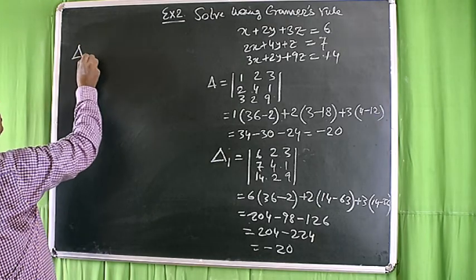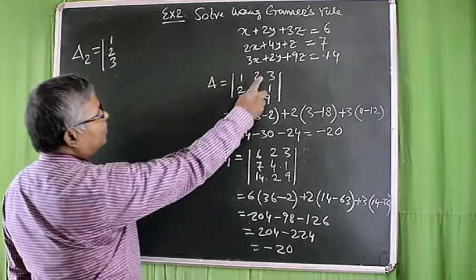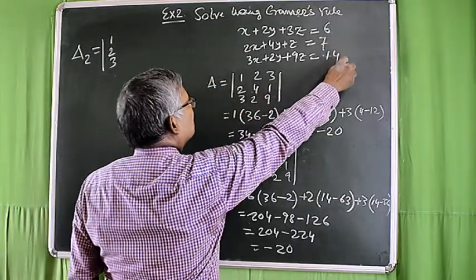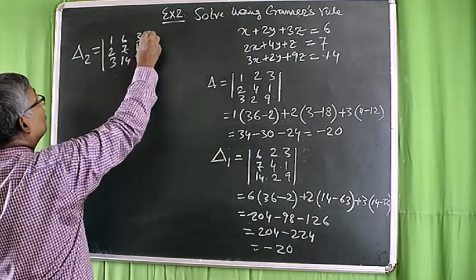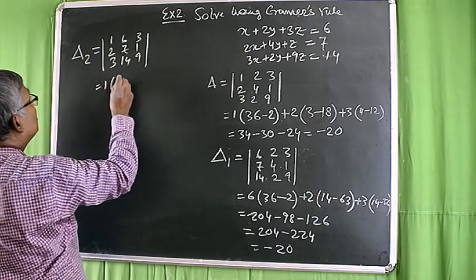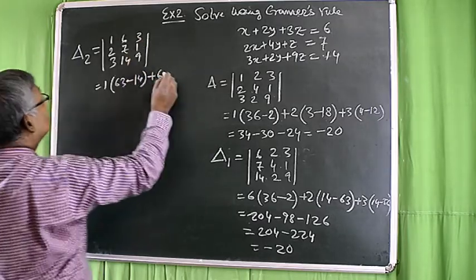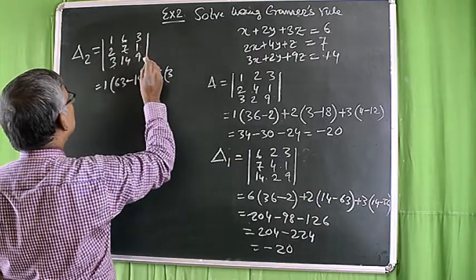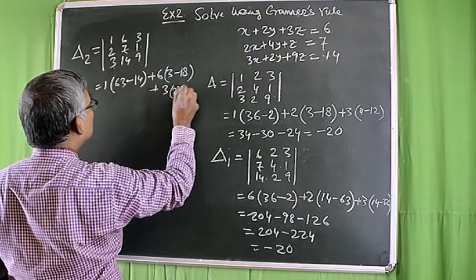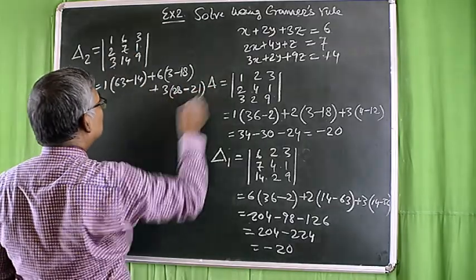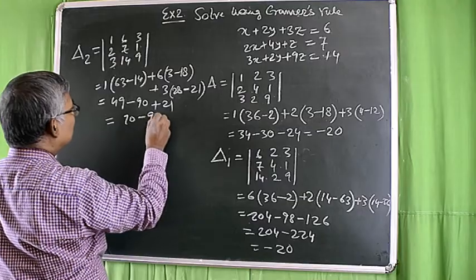Similarly, del 2 equal to 1, 2, 3. Now we are replacing column 2 by the numbers 6, 7, 14. 6, 7, 14, 3, 1, 9 equals 1 into 63 minus 14, plus 6 into 3 minus 18, plus 3 into 28 minus 21, equal to 70 minus 90 equal to minus 20.